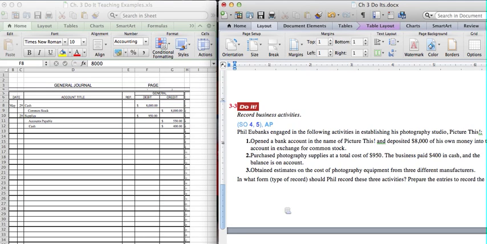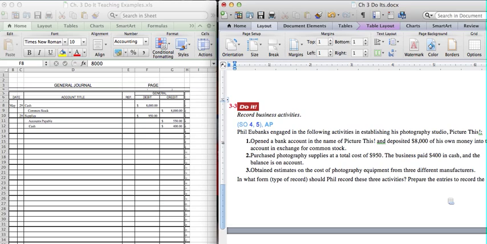The last one, obtained estimates on the cost of photography equipment from 3 different manufacturers. Well, there wouldn't be any entry for this one because there is no money changing hands. No transaction really has occurred. He's just buying some bids.